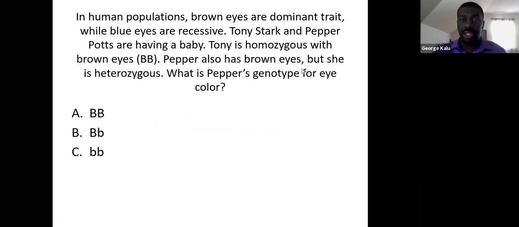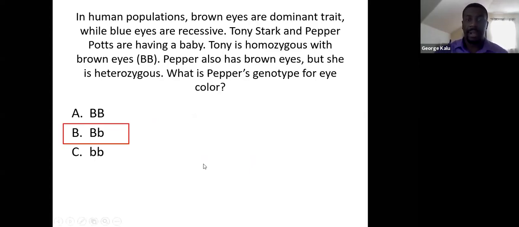Now, we have a question here. In human populations, brown eyes are a dominant trait while blue eyes are recessive. Tony Stark and Pepper Potts are having a baby. Tony is homozygous with brown eyes, so he's big B, big B. Pepper also has brown eyes, but she is heterozygous. So what is Pepper's genotype for eye color? Is it big B, big B, big B, little b, or little b, little b? Right, her genotype is going to be big B, little b, because she is heterozygous.